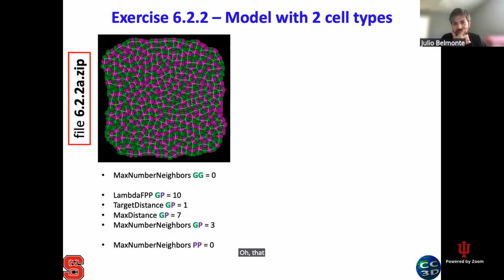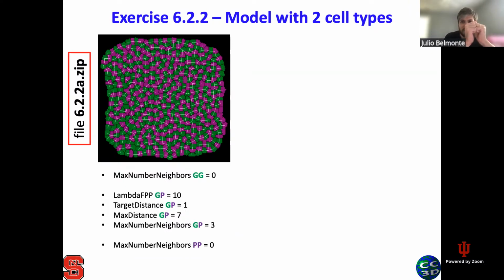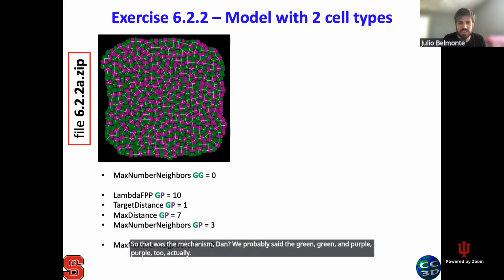Oh, that's very good, Clara. Actually, that's better than what I got. What did you do to get this? Okay, so you made a very big target distance and a maximum distance of 20, so they push themselves apart and break. And whenever they come into contact again, they push themselves apart and break again. So they're really kind of pushing each other. So that was the mechanism. And then we probably set the green and purple to actually condense.